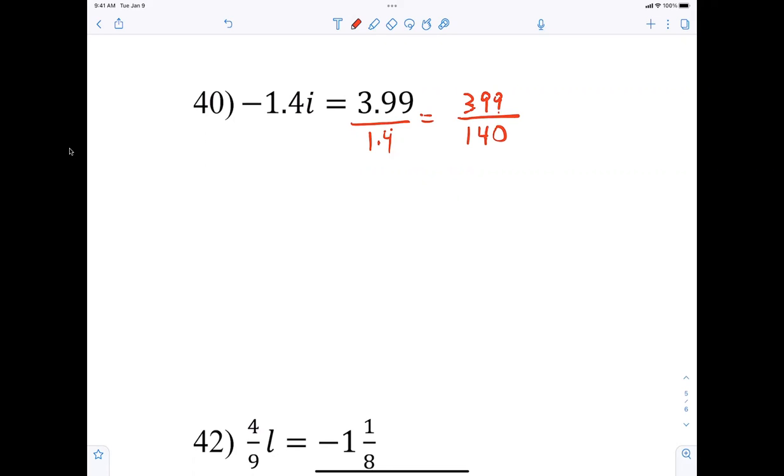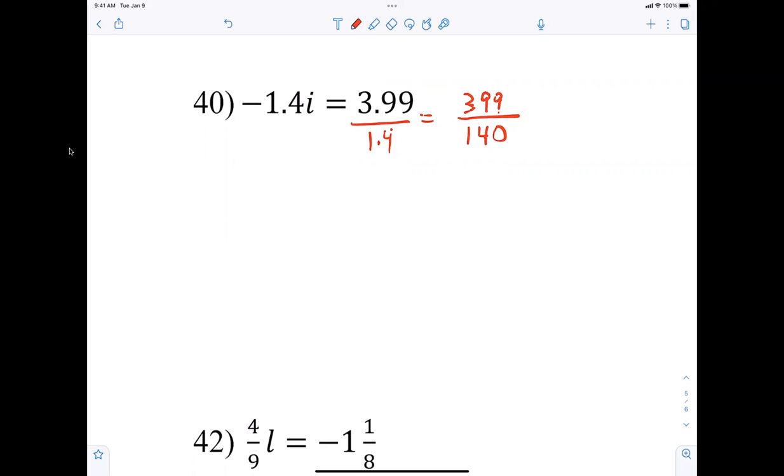Now, the question is, can that fraction be reduced? Well, what obviously goes into 140? We know 2 is not going to work, do you agree? Because 399 is not even. So what else goes into 140? Because I don't know what goes into 399. 5 does, but does 5 go into 399? No, it doesn't. 3 goes into 399, but it doesn't go into 140.